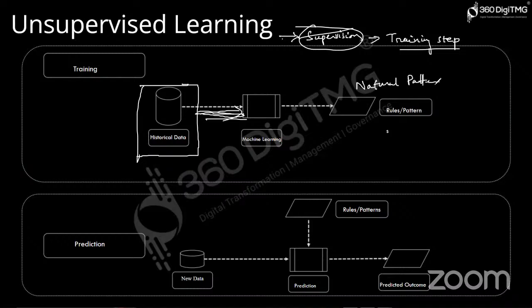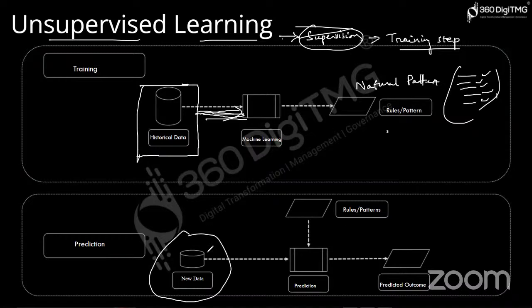These natural patterns show us which records are closely associated with which other records. So this close association or cluster can be found using unsupervised learning. Now, using the rules and patterns discovered, if we get any new data, we can cluster it accordingly, meaning we can say which cluster or which items it is closer to.